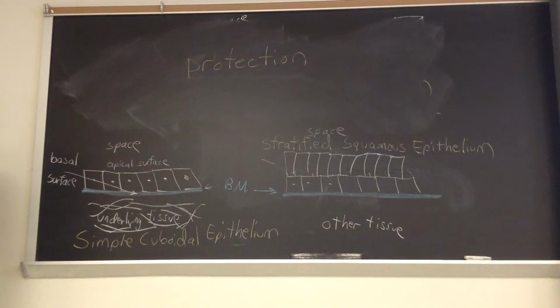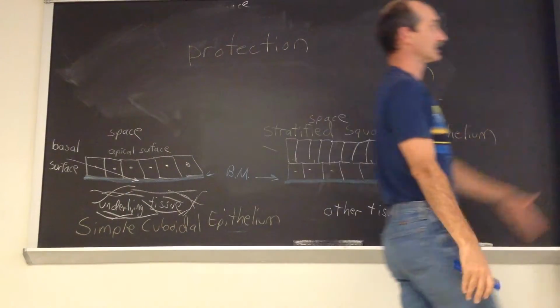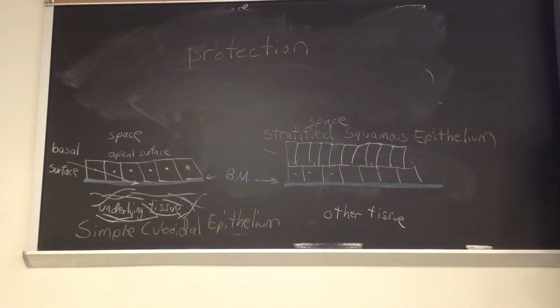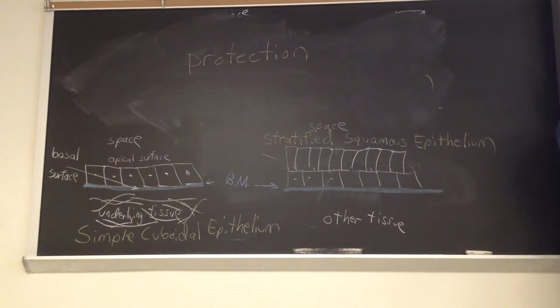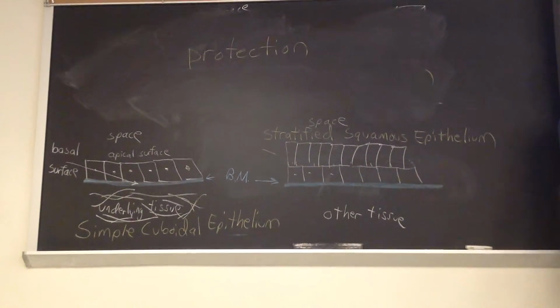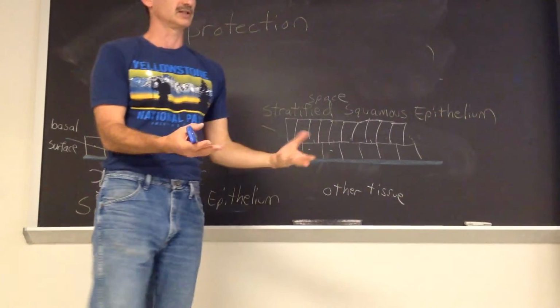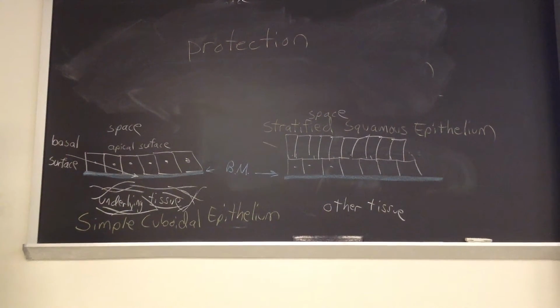It's a lot of layers. It's not very conducive to try to absorb or maybe secrete something through all these different layers. It's just too big of a distance. Diffusion wouldn't work very well. It would be very difficult to do. So it's very limited absorption and secretion, but it is very protective. You have thick layers, that's going to protect. You can even erode some of the top layers off, just replace those fairly easily.